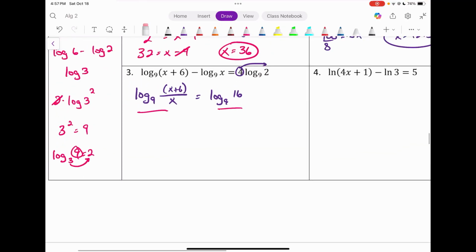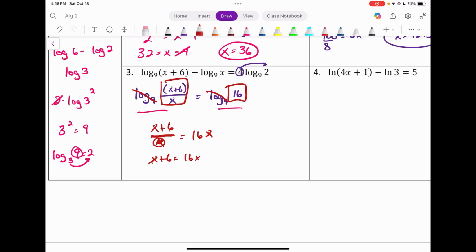If you have a log that's equal to a log, well, these things have to be equal before this statement can be equal. So we're kind of canceling the logs out. So it gives me x plus 6 over x is equal to 16. The next thing I would do is get rid of this x on bottom. Since it's divided by, I'm going to multiply by on the other side. I now have x plus 6 equals 16x. I'm going to move my x over with the other ones. That gives me 6 equals 15x. Last step, divide by 15. And I get that x has a value of, let's reduce that, 2/5 or 0.4.